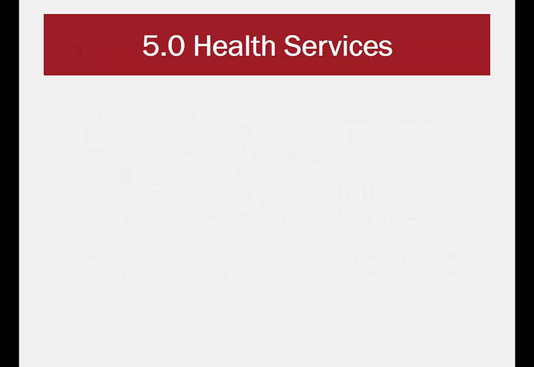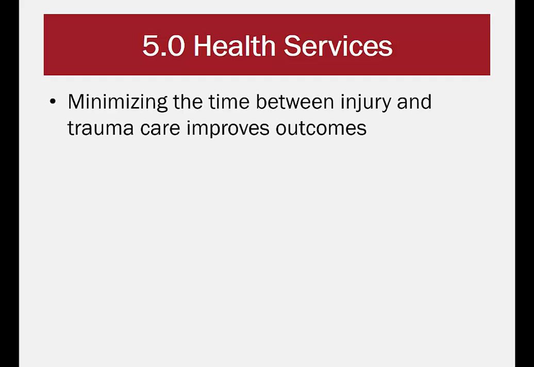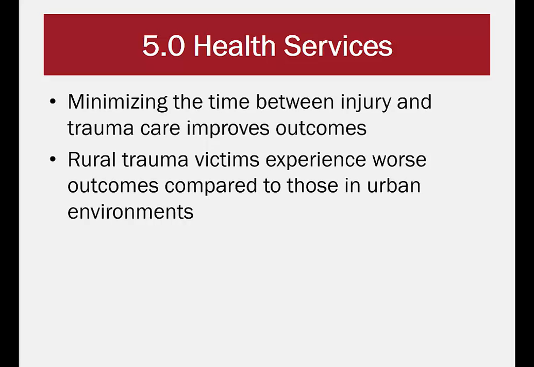Access to health services is a key determinant of injury. In this module, we will focus primarily on access to trauma care. Minimizing the time between injury and trauma care improves outcomes. Prolonged discovery and transport times have both been identified as important variables contributing to these delays, and because they seem particularly relevant in rural environments, careful study of rural trauma victims is necessary to identify ways of improving access to trauma care. Evidence suggests that rural trauma victims experience worse outcomes compared to those in urban environments.